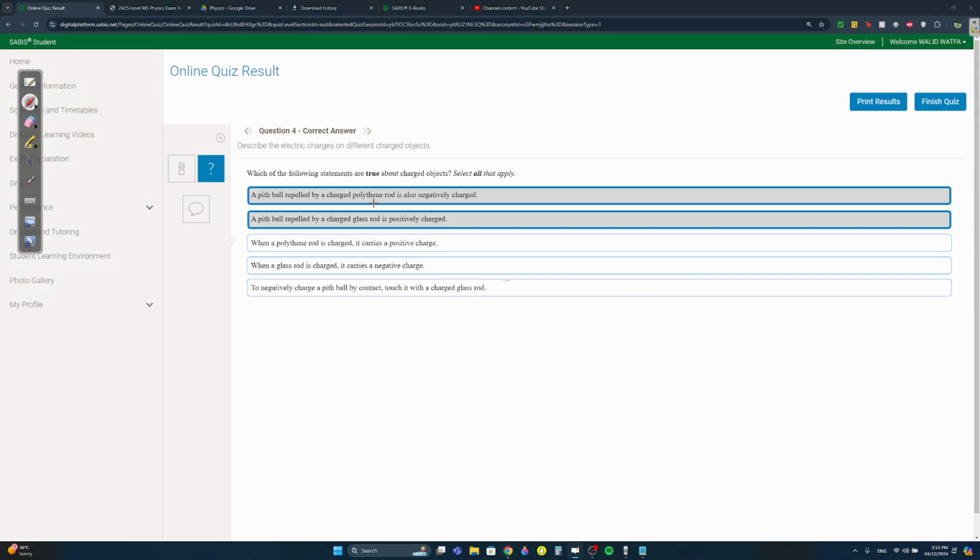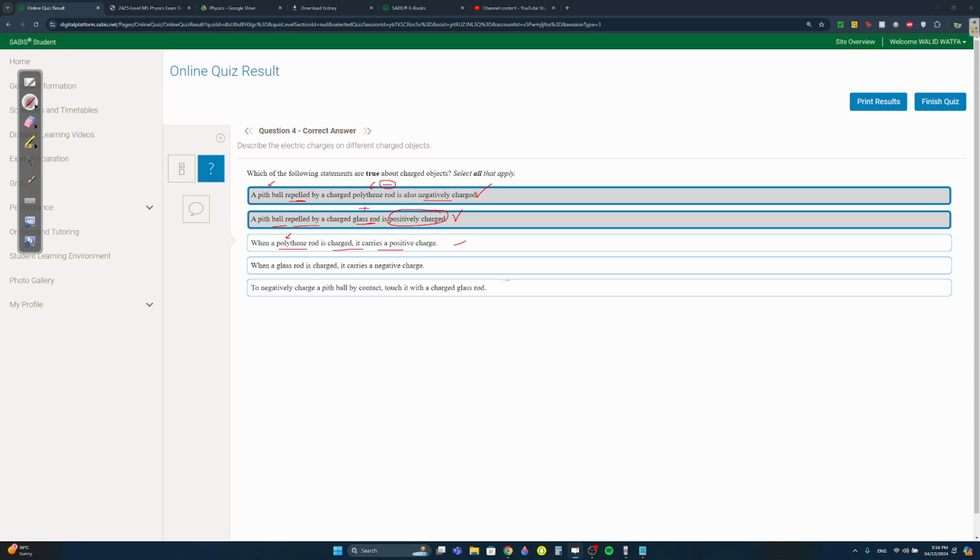What is true about charged objects? A pith ball repelled by a charged polythene rod is also negative. Polythene is what? Negative, right? If the pith ball is repelled by this polythene rod, surely it's also going to be negative. Since it's repelled, both have the same charge. So it's correct. A pith ball repelled by a glass rod: the glass rod is positive, so if it's repelled by glass, surely it's also going to be positive. When a polythene rod is charged, it carries a positive charge.